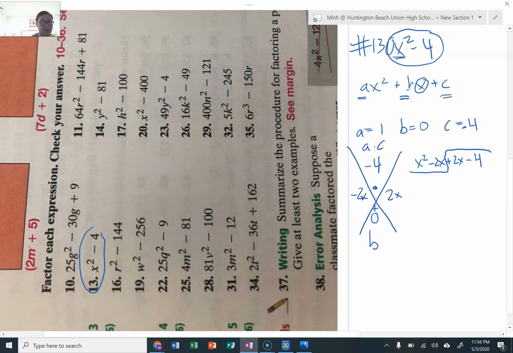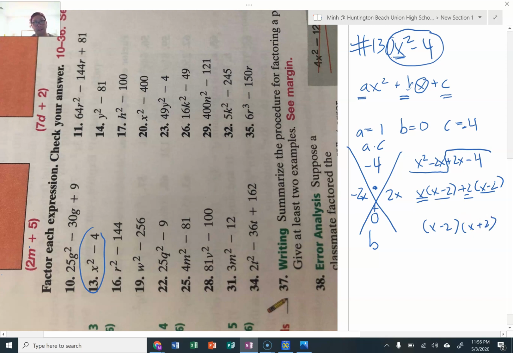And if you look at the first and second term, the GCF of this one is going to be x, so that'll be x minus 2. And the GCF of the third and fourth term is 2, so that'll be positive 2, x minus 2. And since the whole problem has 2 parentheses that are exactly the same, that's going to be my leading factor. And then the values on the outside are going to be the second parentheses.